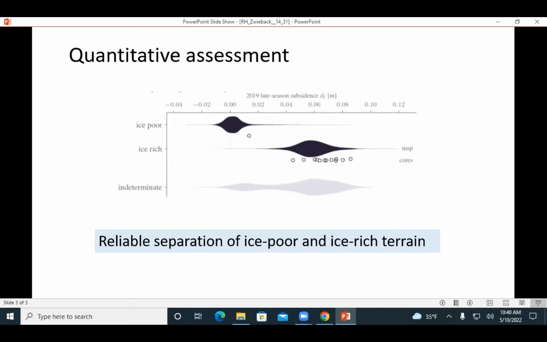And what's also interesting is that these indeterminate regions also show pretty much the same bimodal distribution. So one way you could interpret this is that in our region, there really is quite a strong separation between those areas that have a lot of ground ice at the top of permafrost and those that have very little excess ice at the top of permafrost, but not a lot in between. But obviously, interpreting these signals is much more complicated. There are various factors that play into this, and that's something we're working on. But for today, the key take-home message is that based on this late season subsidence in this extremely warm summer, we can reliably separate ice poor from ice rich terrain based on these independent assessments.